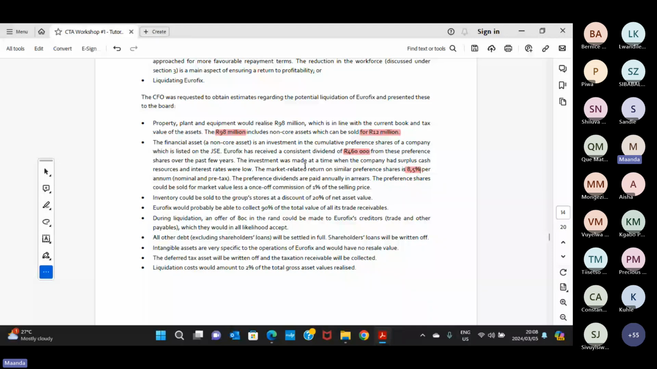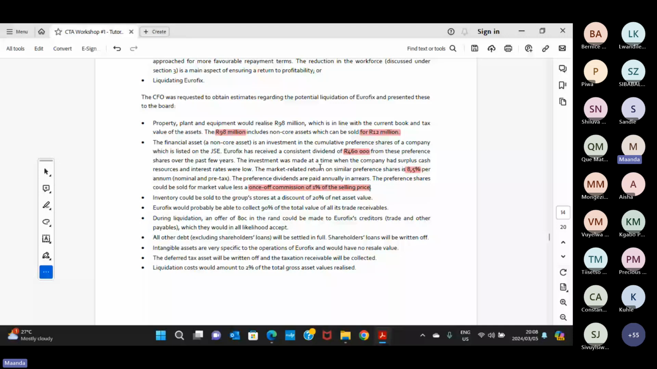But we are told that the preference shares could be sold for the market value less a once-off commission, meaning that we're only going to get 99% of that value, because 1% goes to the expense. So then you have your second asset that you are going to get money from when you sell.